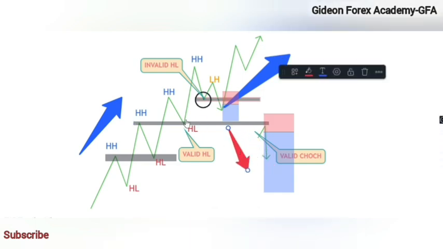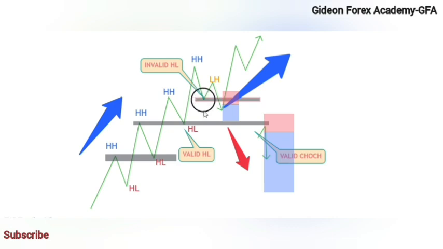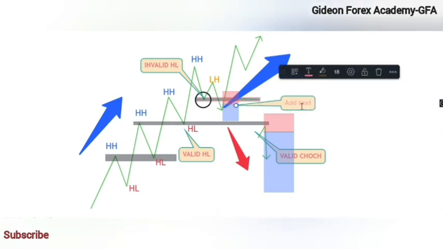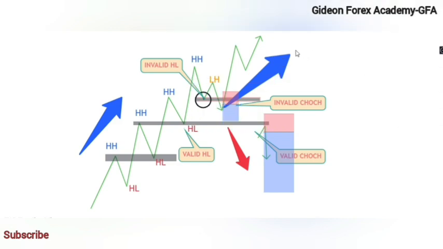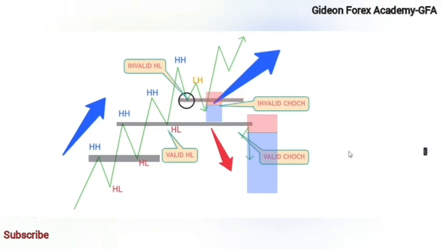Change of character happens when a higher low is broken, and this is a valid higher low. This is an invalid higher low. So don't sell after this one is broken. There is no change of character here. So this is an invalid change of character. Don't sell here. So that is in a bullish scenario.